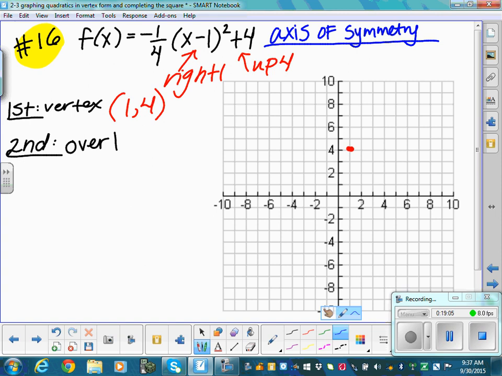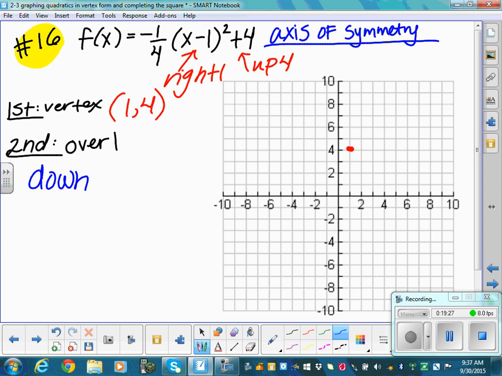Does everybody feel okay with that? All right. So now we're always going over 1, but it just depends if we go up or down depending on the sign. Since it's a negative, we're going to be going down. Very good. It's going to take our smiley face and flip it upside down. So we're going down.